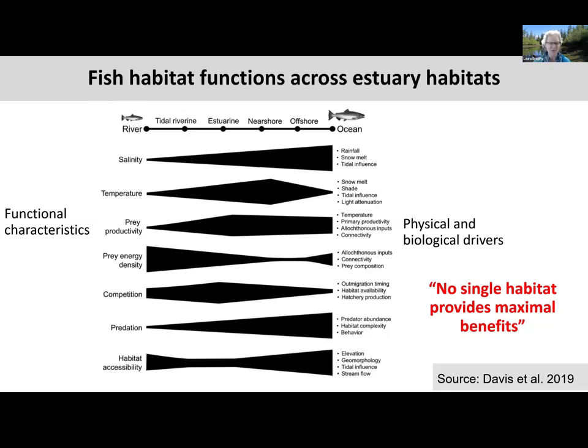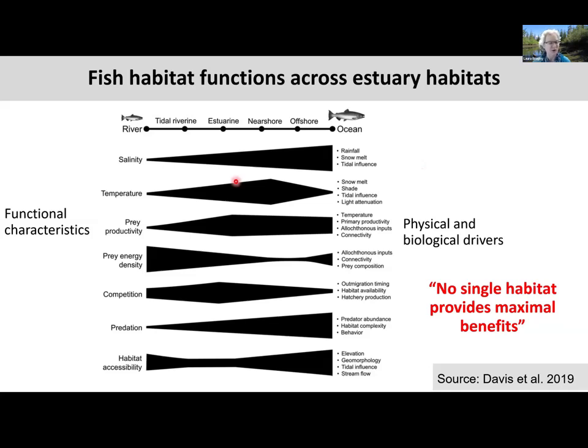I know the text is too small to read here, so I'll tell you what some of these things are. On the left, functional characteristics. On the right, some of the drivers that form those characteristics. So for instance, salinity, low in the river systems, increasing as you move through the estuary, high in the ocean, factors affecting salinity, rainfall, snowmelt, tidal influence.